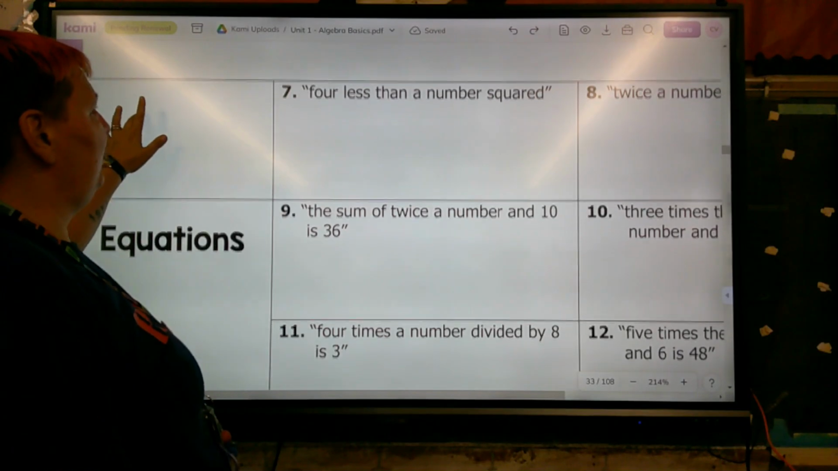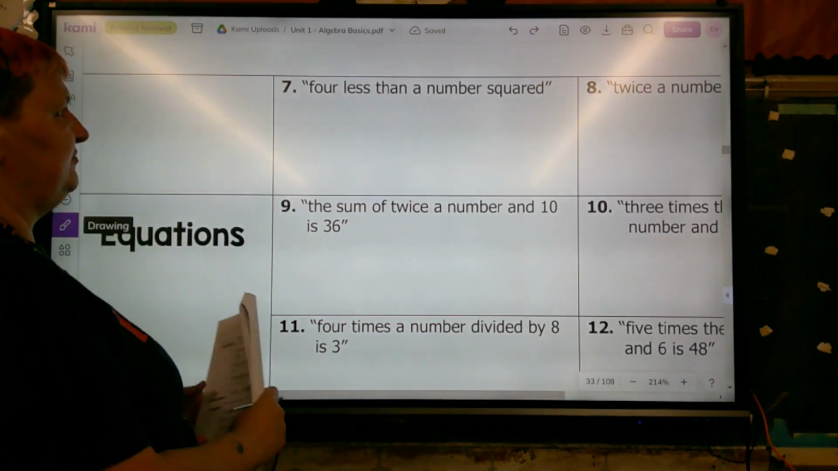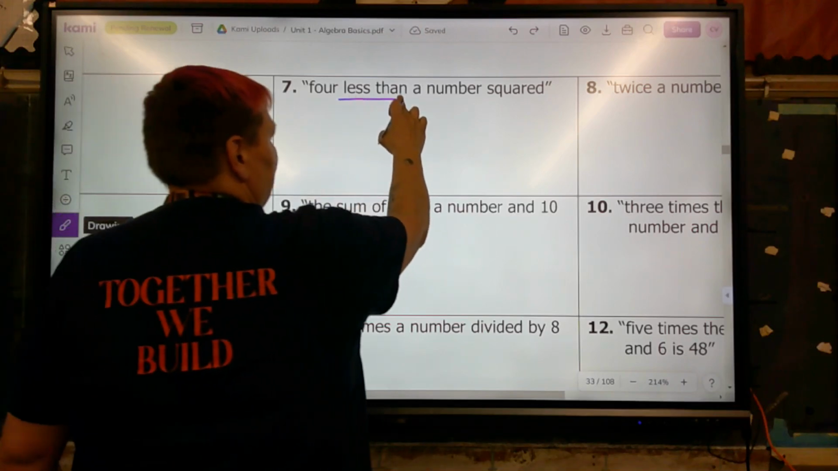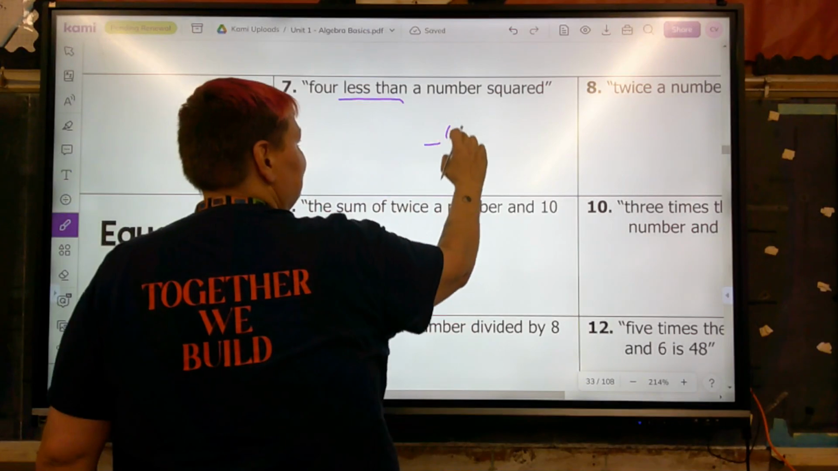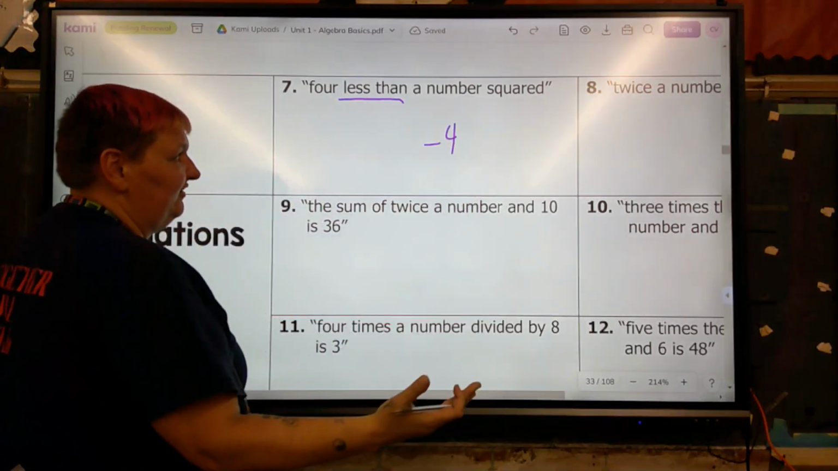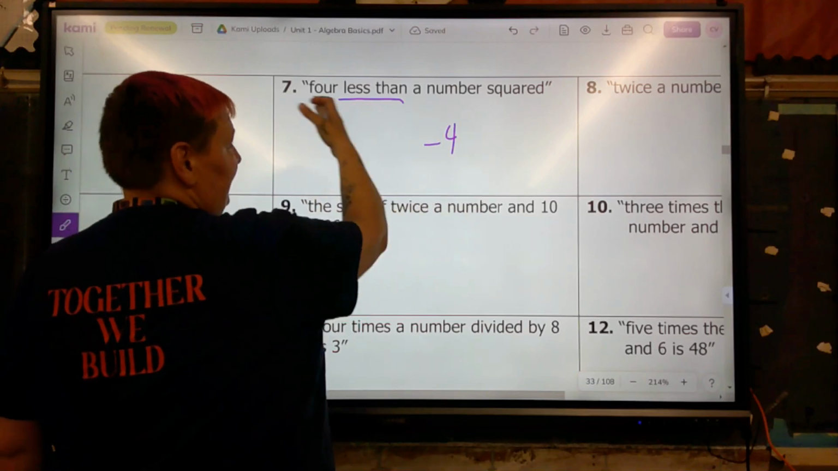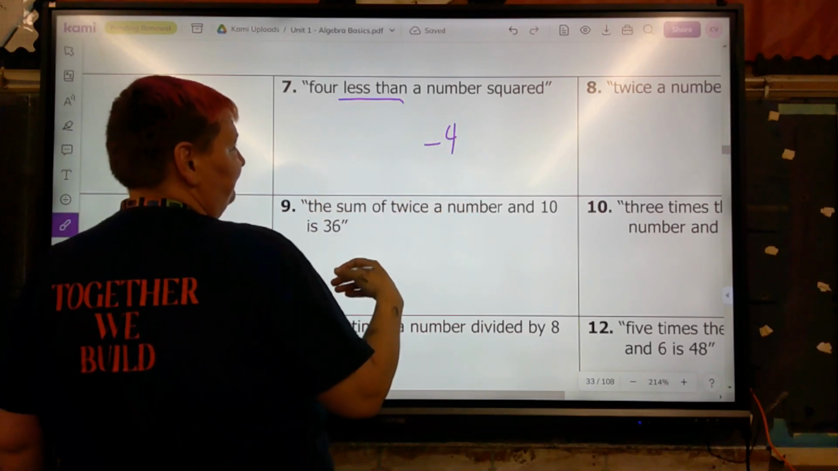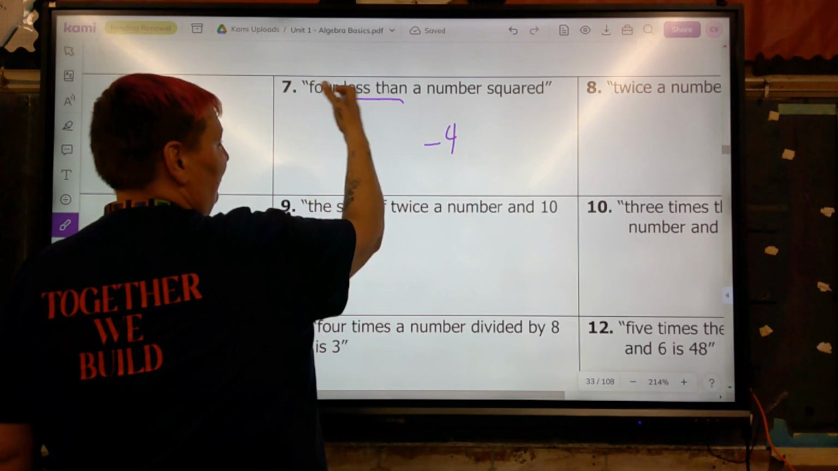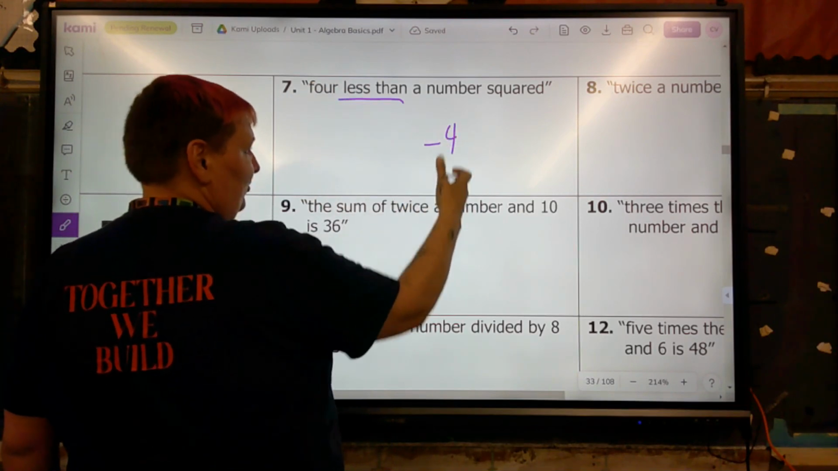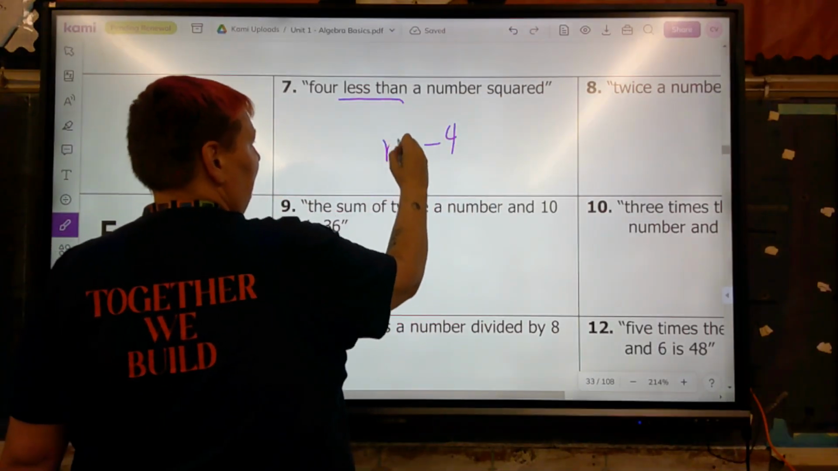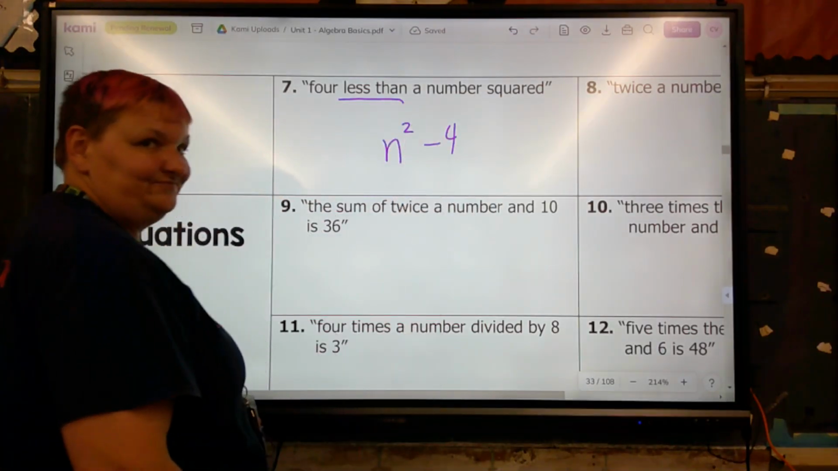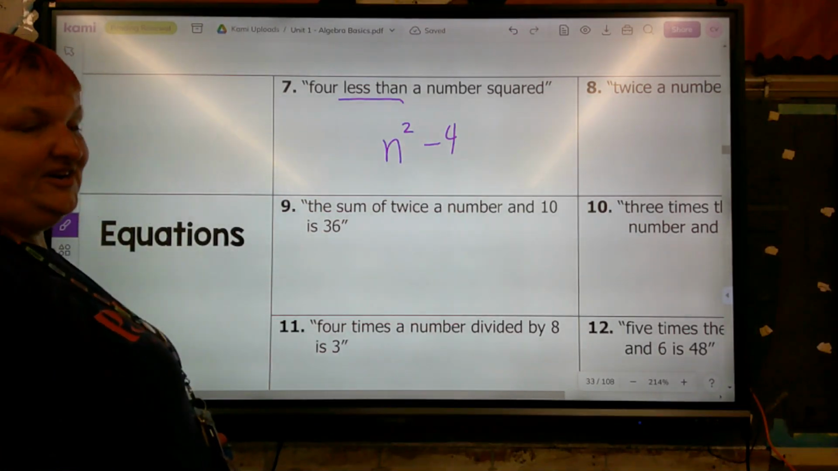All right, 4 less than a number squared. That's one of our turnaround phrases. So 4 less means -4, and it's going to go at the end, right? Because you want it to be -4. 4 less, -4. A number squared. 4 less than a number squared.